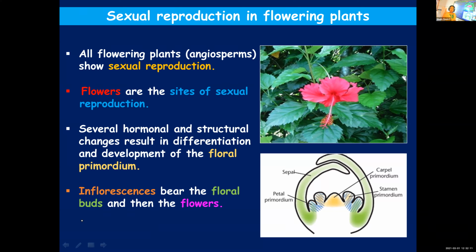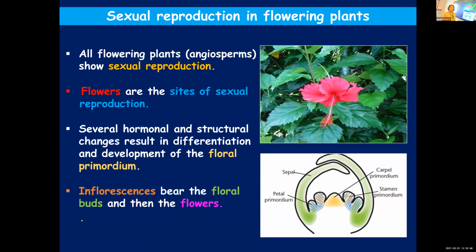First, floral primordium. You can see the picture of a floral primordium. In general I said floral primordium, but it consists of carpel, petal, and stamen primordia. You don't have to learn all these different types of primordia. Just understand that, subjected to different structural and hormonal changes, a group of cells will get differentiated and develop into floral primordium. And from this floral primordium, flowers will be formed.